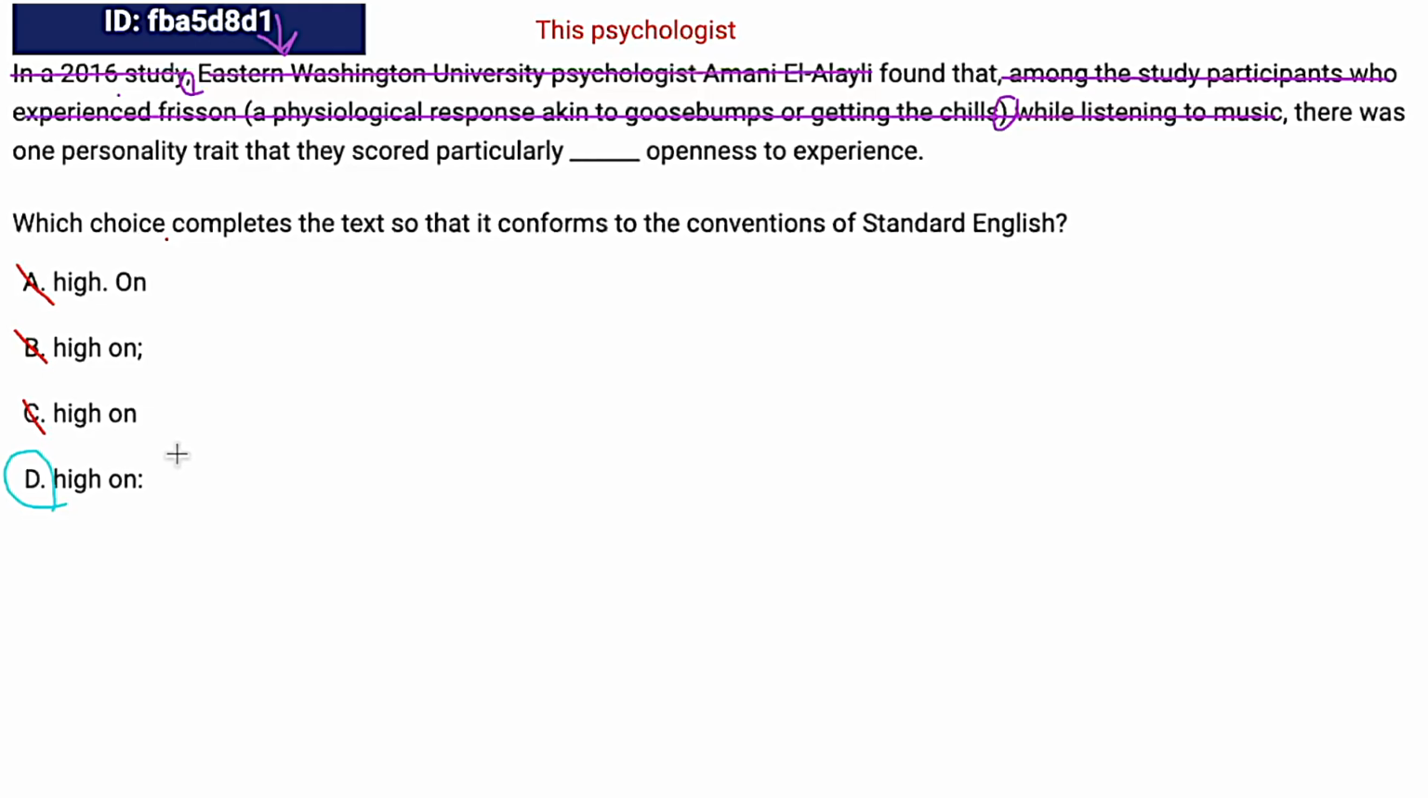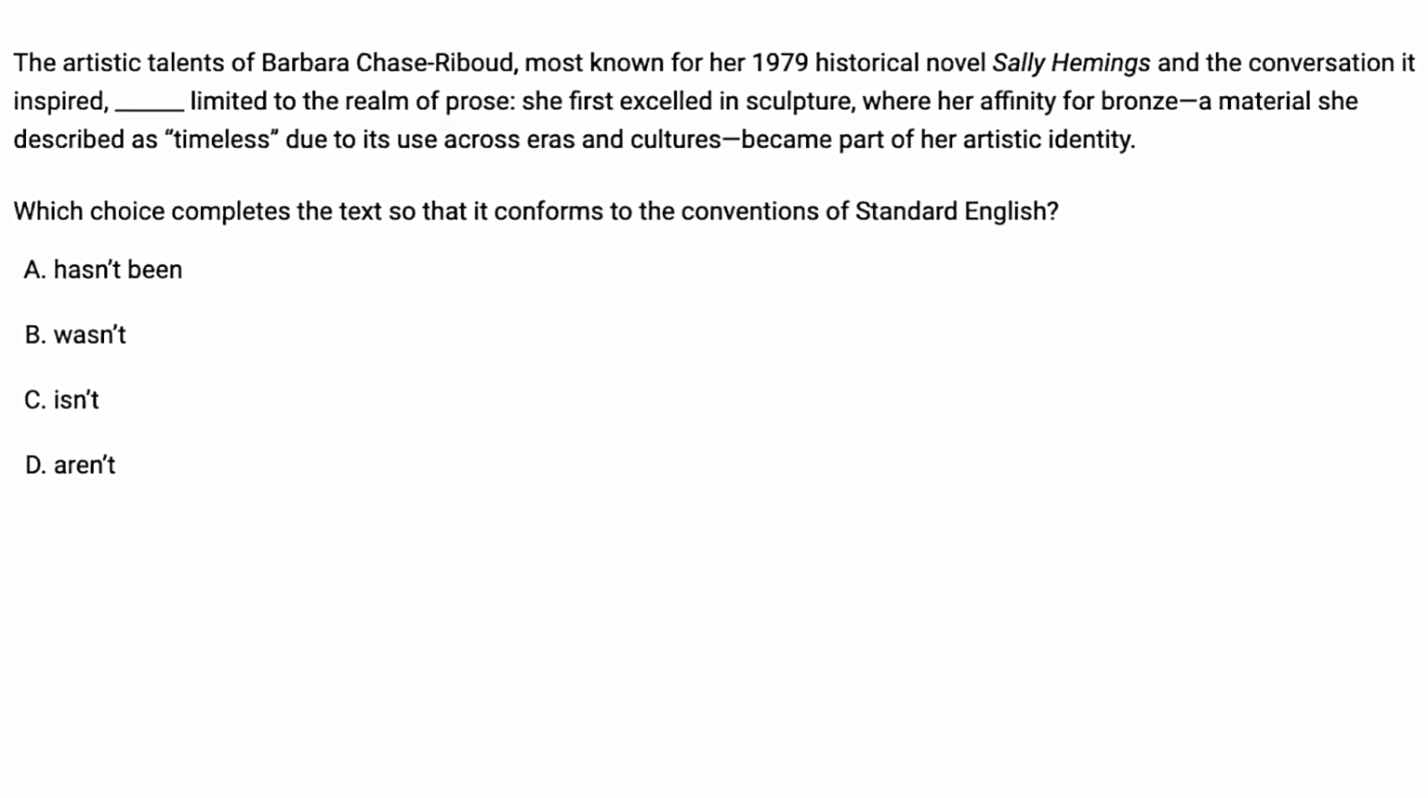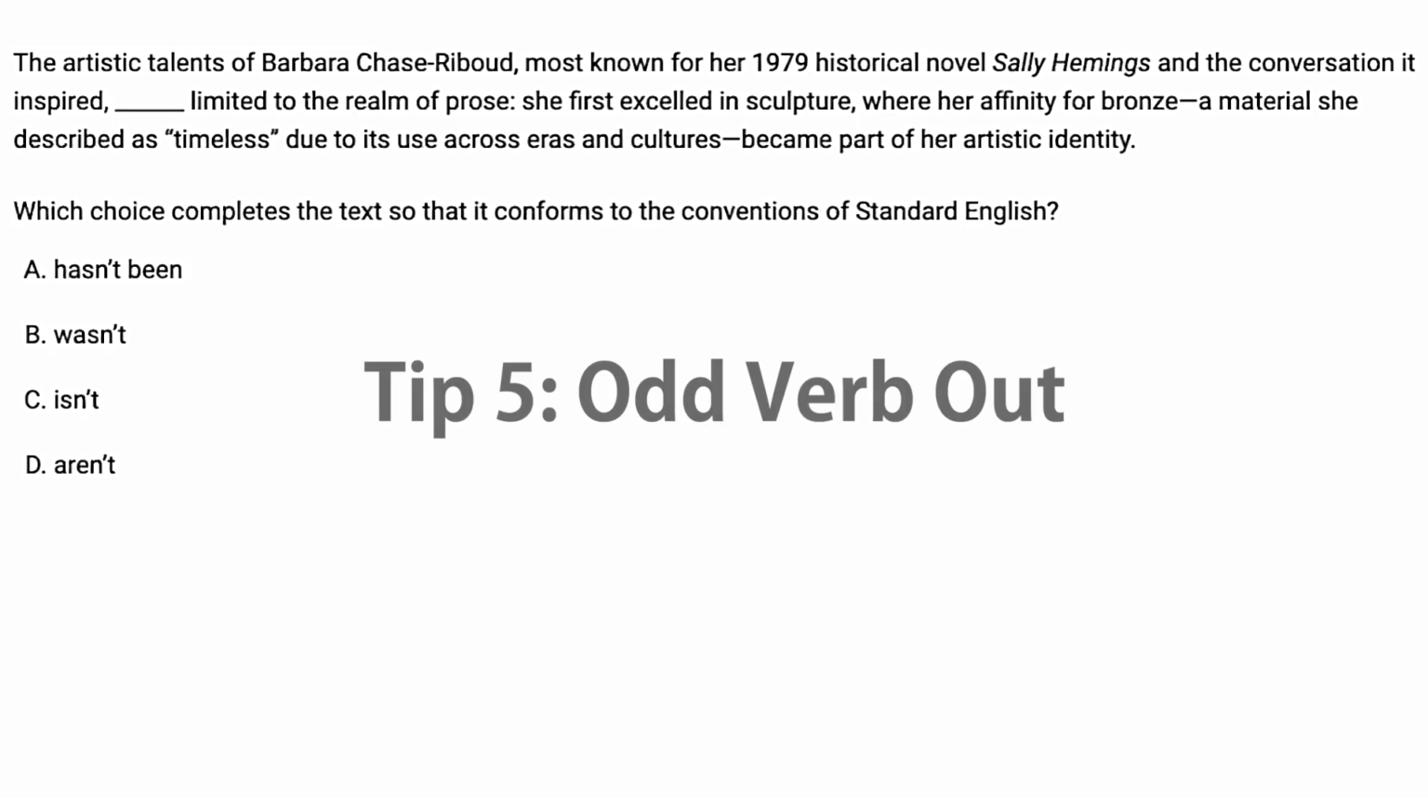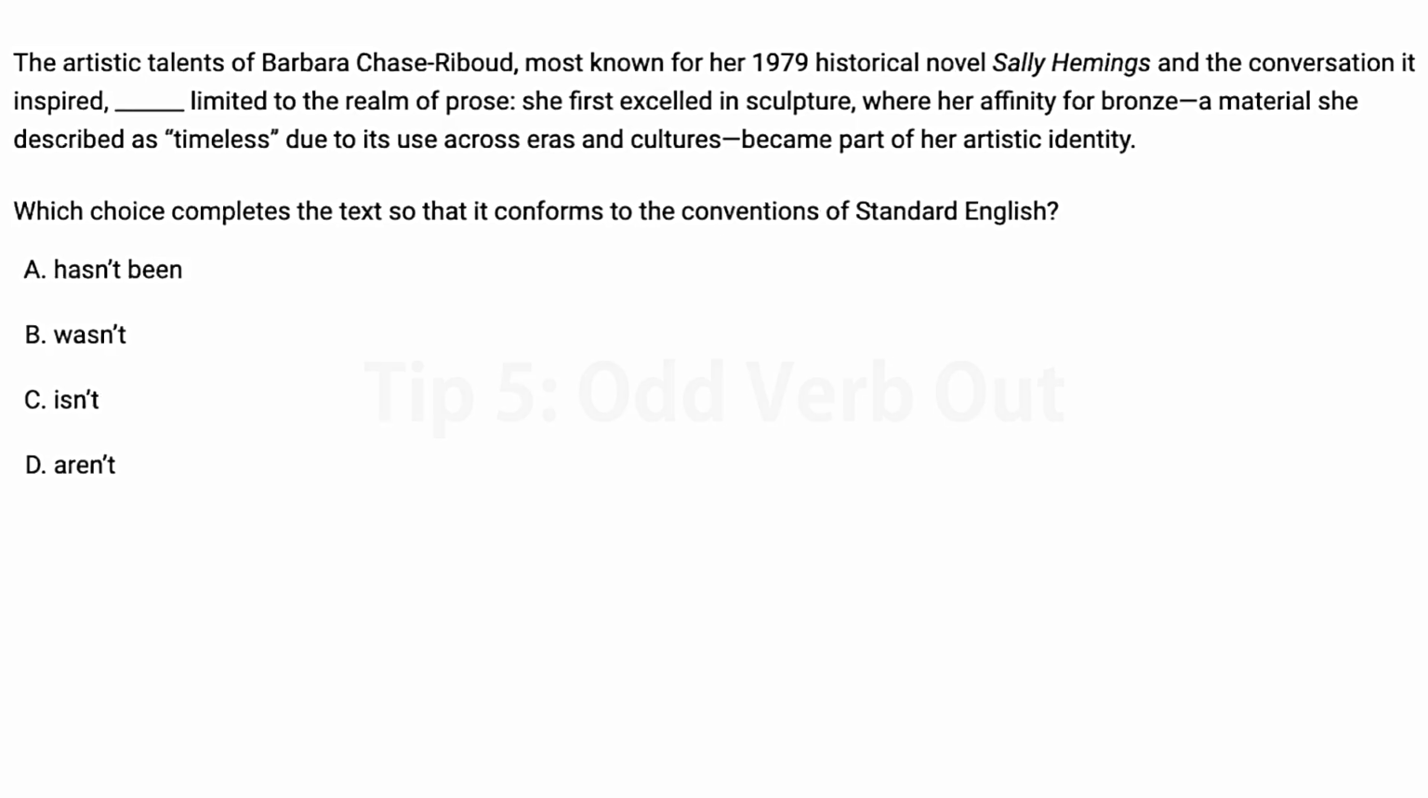So you can see we've got this cliffhanger. The psychologist found out there was one personality trait that they scored particularly high on. And then you're thinking, what is that one trait? The cliffhanger gets resolved with openness to experience. All right, and my final tip for the English section is the odd verb out trick. You're going to like this one because we actually don't even need to read the text for this trick.